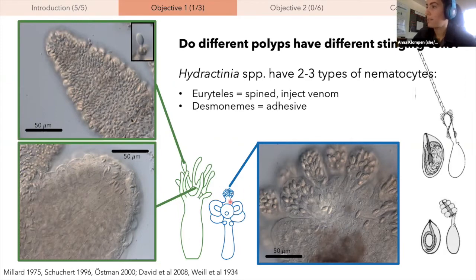Surprisingly, what I saw with the gonozoids is that they do have uroteles, but they're comparatively large to the gastrozoid ones. They're actually very large. So I was already seeing some sort of patterning.